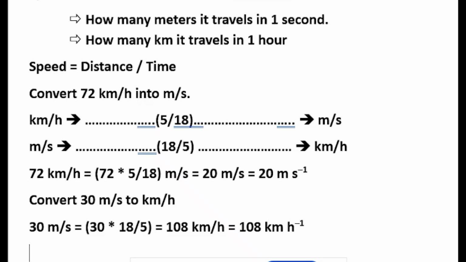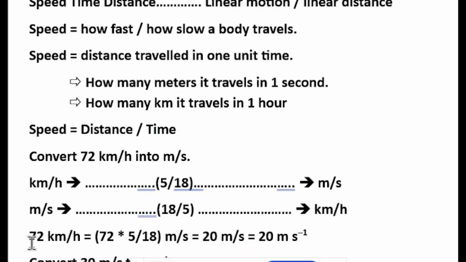So this is converting. Got this? This part is okay? Yes. Say, then don't keep quiet. So this conversion, I'll be making a summary.